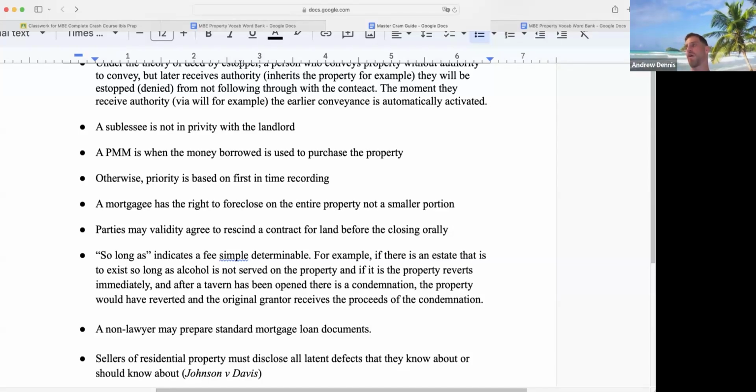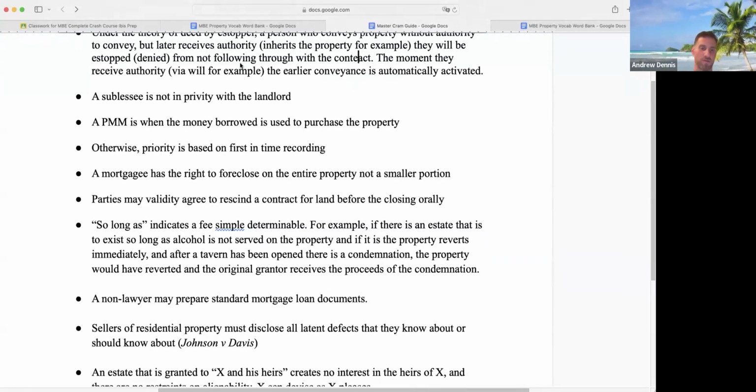And then also some jurisdictions will say, in this jurisdiction, a judgment operates as a lien on property, and then it could compete with the mortgage. But usually, unless they say that, a judgment doesn't operate as a priority against a mortgage. I would have to say that in the statute. So parties may validly agree to rescind a contract for land before the closing orally, fair enough.